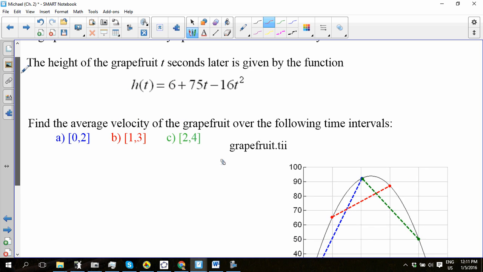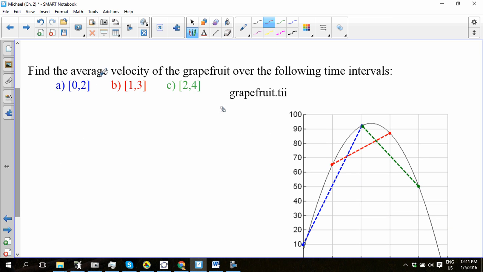All right, now I'm not going to take the time to actually calculate all of those, but just as an example, the red guy, since I have the red pen open, to find that average velocity, it would just be h of 3 minus h of 1 over the 2 seconds, 3 minus 1, not 3 minus 2. That's the slope of this guy.